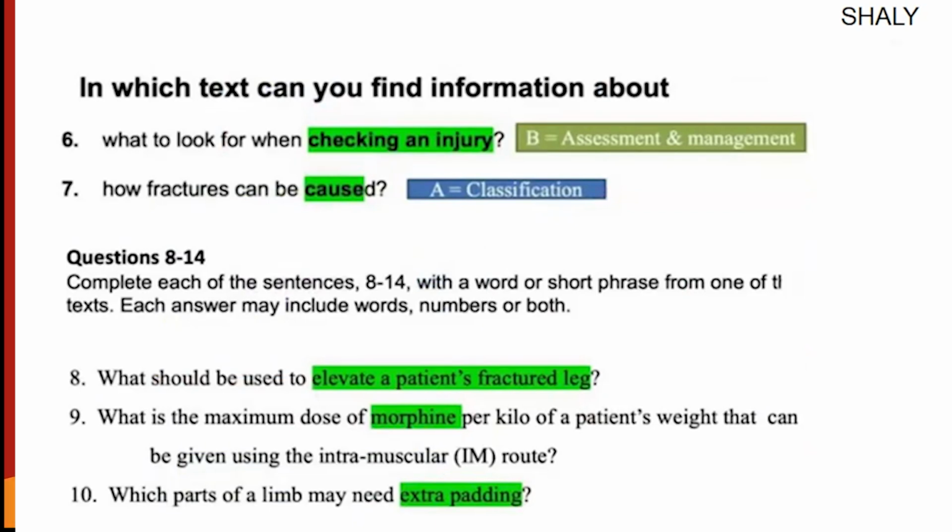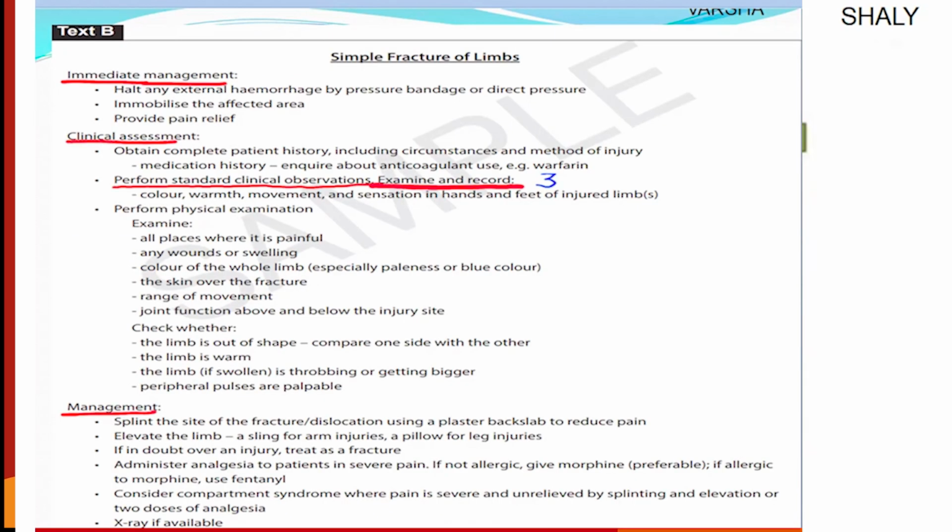Question number 6. What to look for when checking an injury? The answer is B. Here they use some synonymous language for checking an injury. We can see in text B, in assessment and management, immediate management is there, clinical assessment is there, examine.